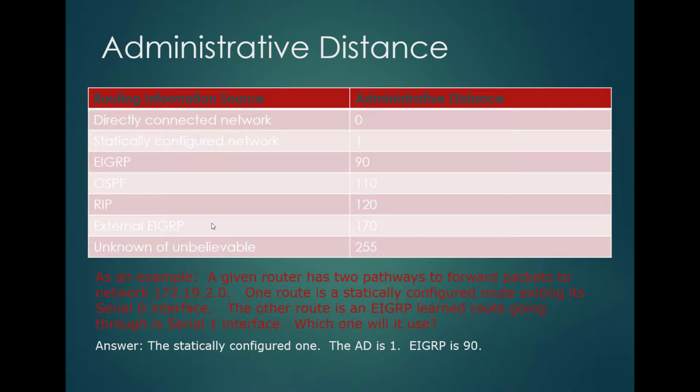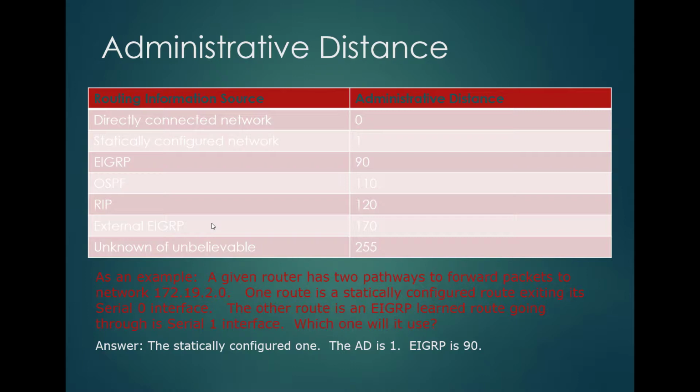So we have our different metrics. Anything directly connected, we have what's called administrative distance cost. Anything directly connected is 0. If we statically configure a network, it's a 1. If we're using EIGRP, that's 90. If we're using OSPF, that's 110. If we're using RIP, it's 120. And if we're using external EIGRP, that's 170. And then there's a route we used to know and don't know anymore, which is 255.